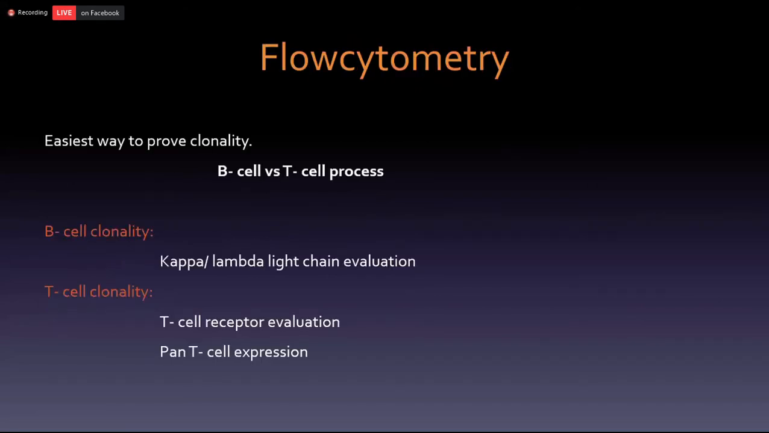So the answer is flow cytometry. Basically, flow cytometry is the easiest way to prove clonality in B and T cell lymphoproliferative processes. In B cells, you can do kappa lambda light chain evaluation for restriction of either kappa or lambda light chain. In T cells, you similarly can do it with T cell receptor evaluation, and you can couple it with pan T cell expression, and you can look at the variable intensity and loss or gain of different T cell antigens.